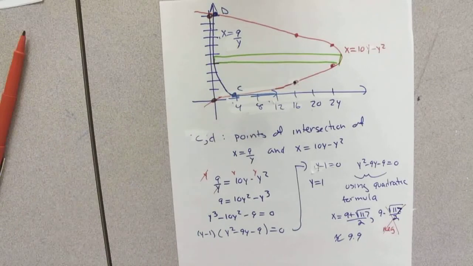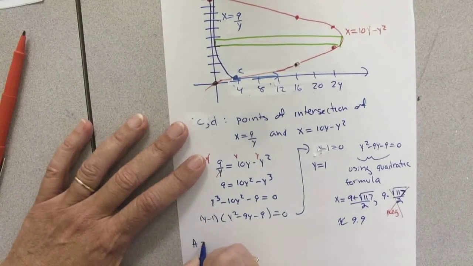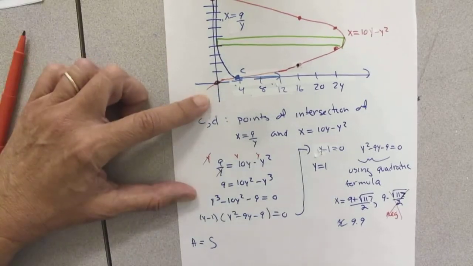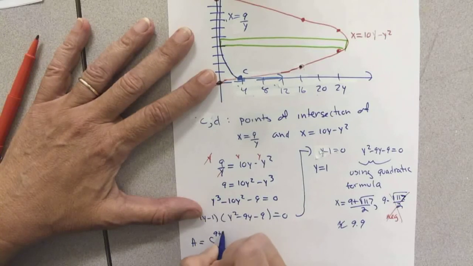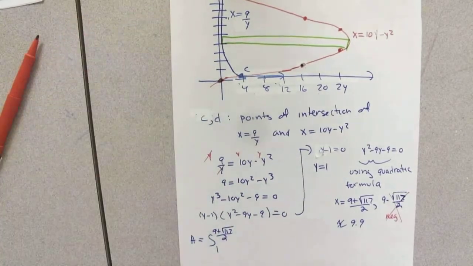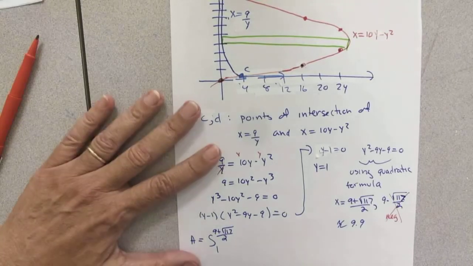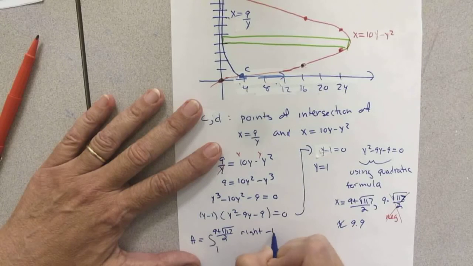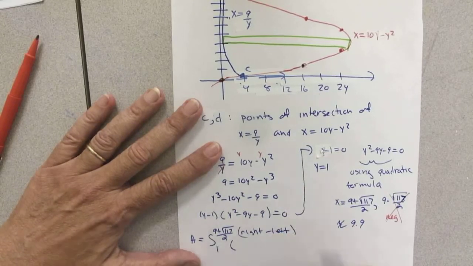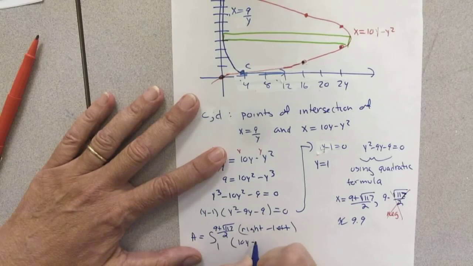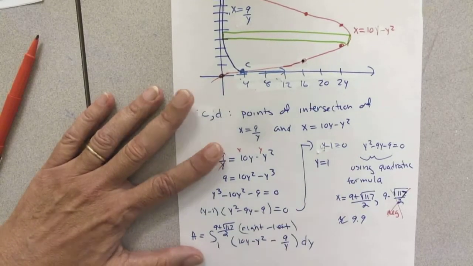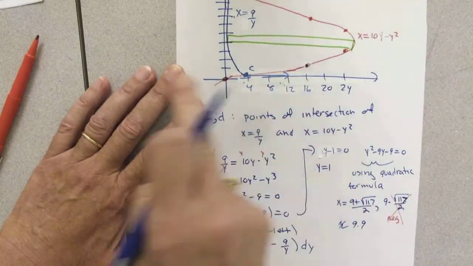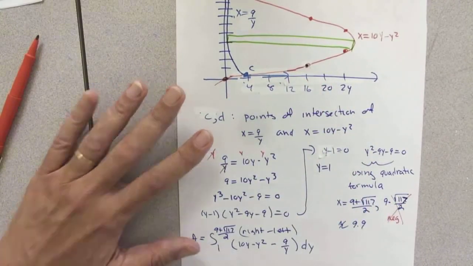So all I have to do now is set up the integral. So the area is going to be my lowest point of intersection, 1, to my highest point of intersection, and we will be perfect mathematicians and say 9 plus the square root of 117 over 2, and then right minus left. The right side of the curve is 10y minus y squared. The left side of the curve is 9 over y, right minus left. And now we integrate.